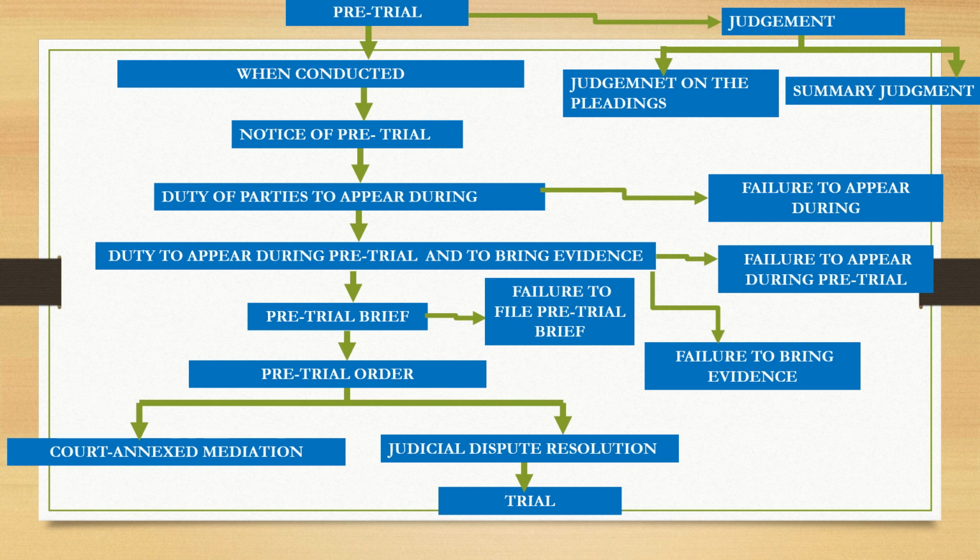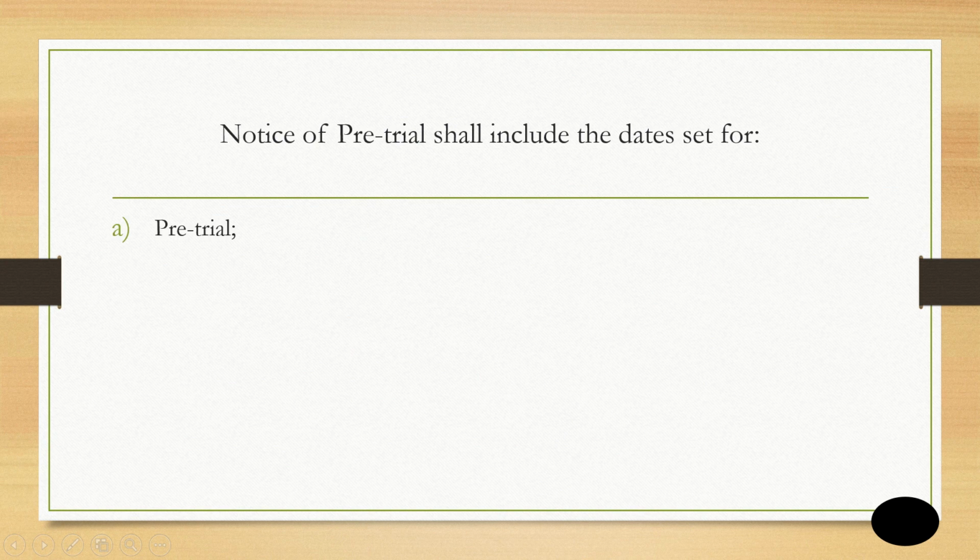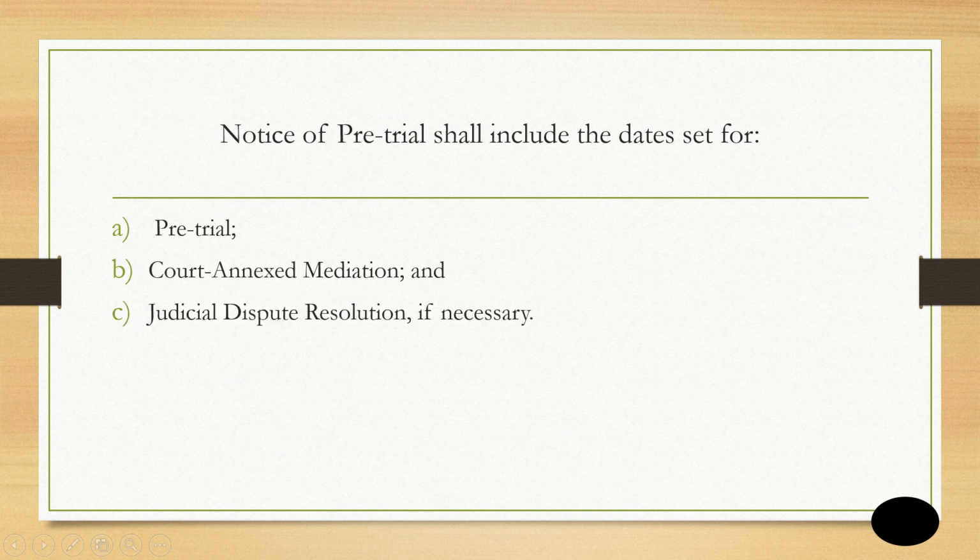The 1997 rule simply provides that notice shall be served on the counsel or on the party if he or she has no counsel. The counsel served with such notice is charged with the duty of notifying the party represented by him or her. This is still the same requirement under the 2019 amendments, but with the additional directive that the notice of pre-trial shall include the dates for pre-trial, court-annexed mediation, and judicial dispute resolution if necessary.